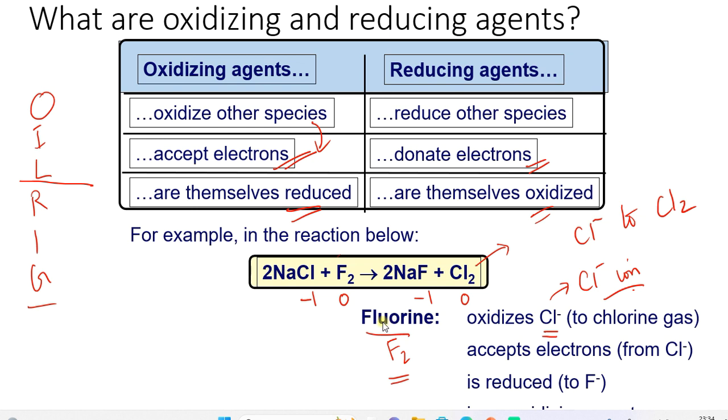Oh, one other thing. Fluorine here has got 0 oxidation state, and here it's F minus. So it has accepted the electron from the Cl minus here. From the chloride ion it has accepted the electron, so that gets reduced from 0 to -1.